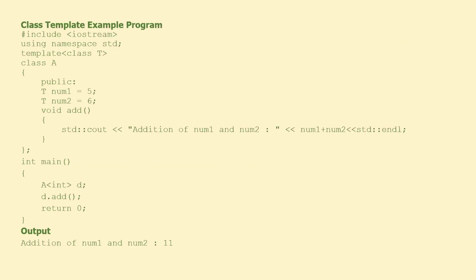Class A, public values num1 is 5 and num2 is 6, and an add function. In the add function, the addition of num1 and num2 is defined, num1 plus num2. In the main method, for class A, object d is created, and we pass integer values. So d dot add will add the integer values and return the result. It will print the result: addition of num1 and num2 is 11. In this video, you have learned about templates in C++.